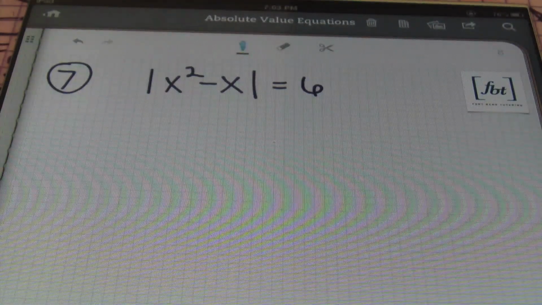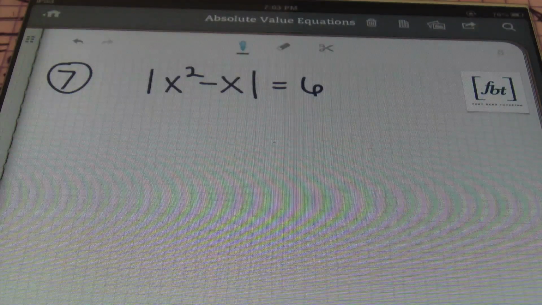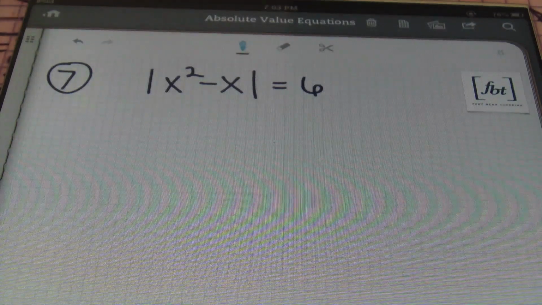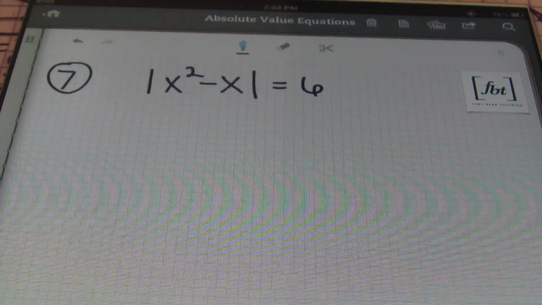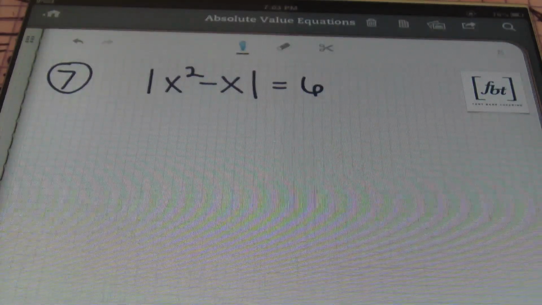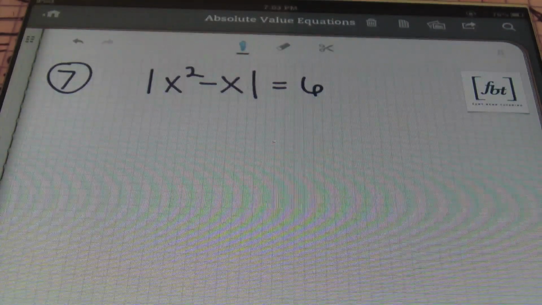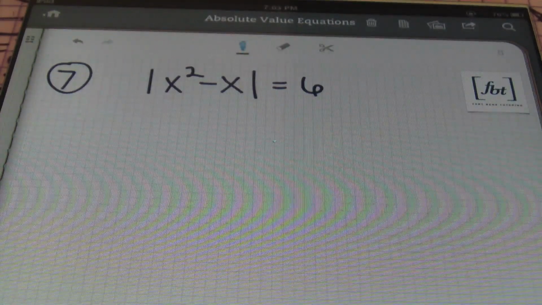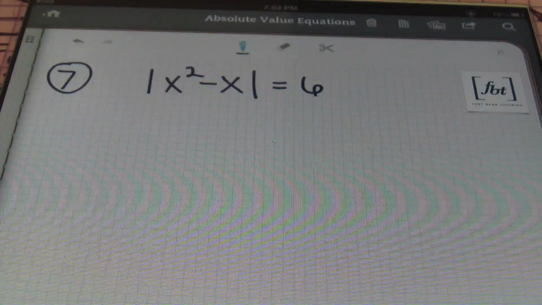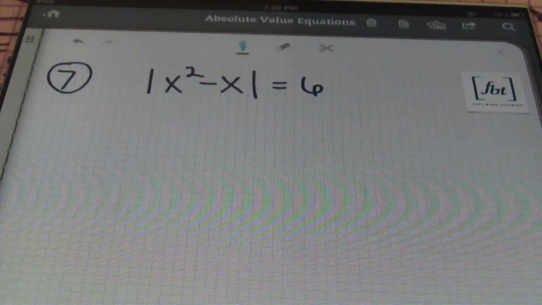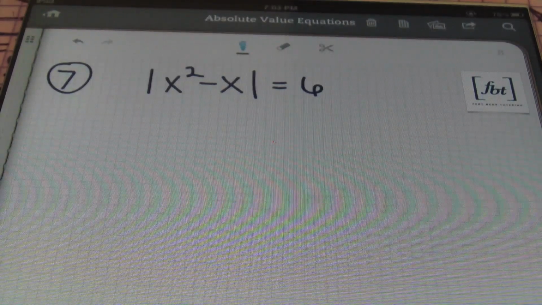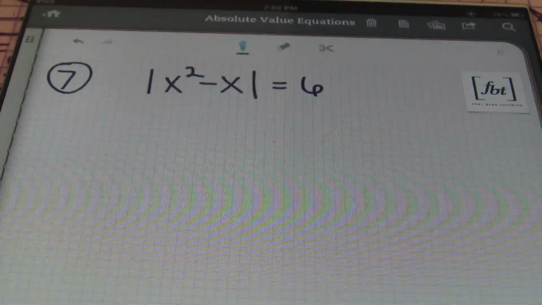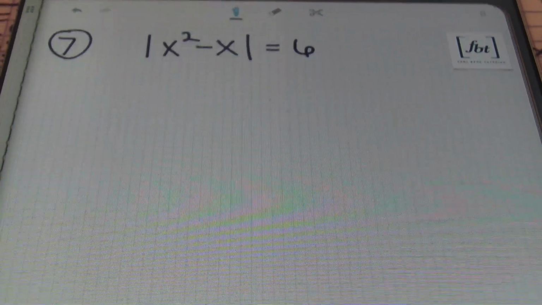So in this problem, ladies and gentlemen, we're going to first of all notice that it is isolated. The absolute value is already isolated on one side of the equal sign. The second thing to do is to analyze the problem. So is this value set equal to either 0 or a positive number? Well, you're right. It is set equal to a positive number, so that means we can solve it. So let's go ahead and work this problem out.